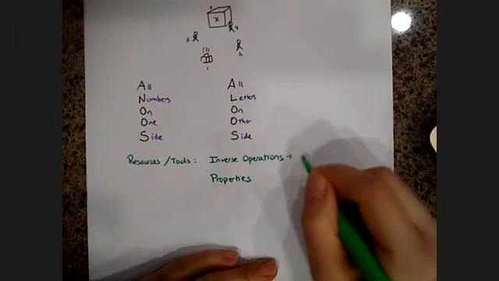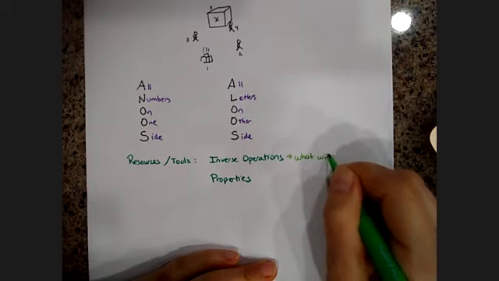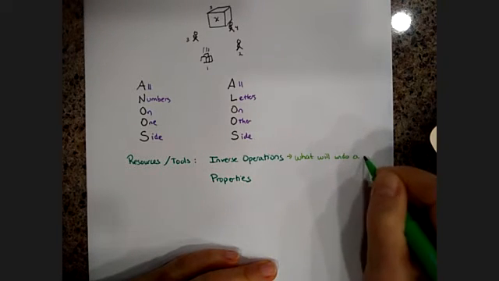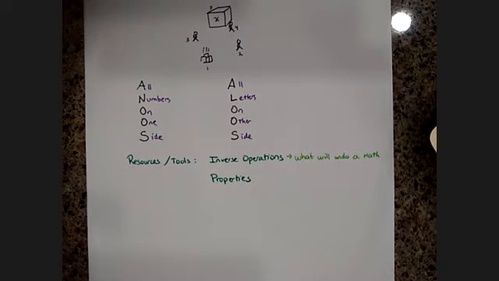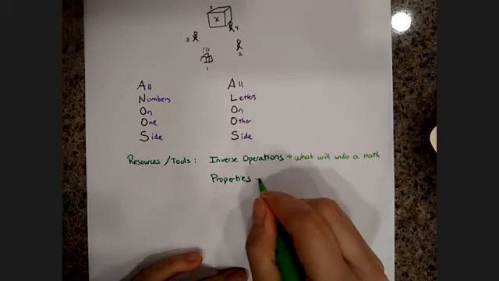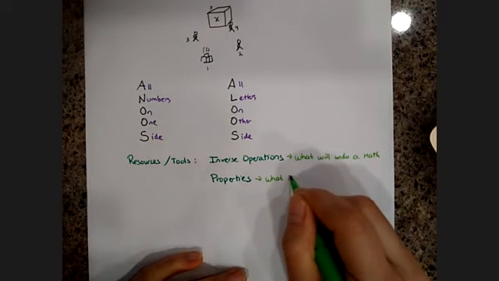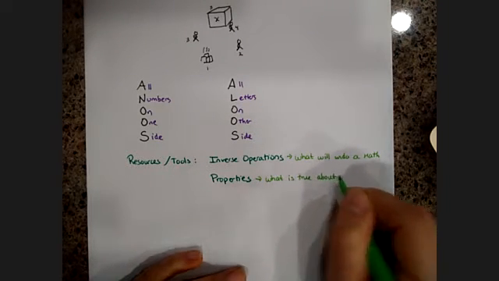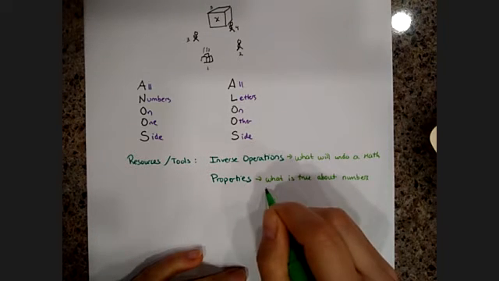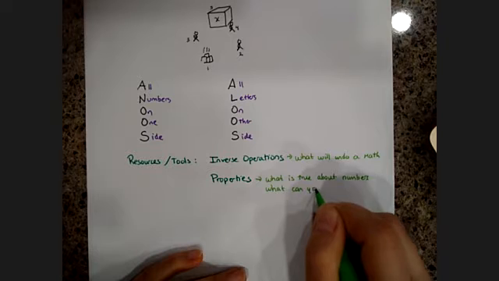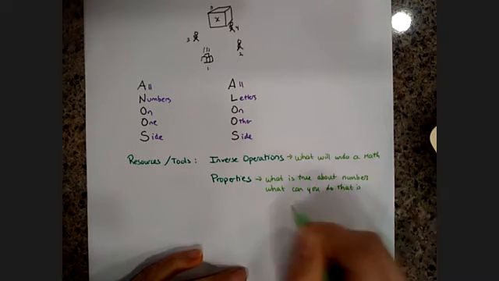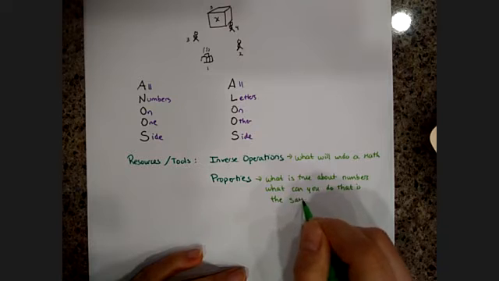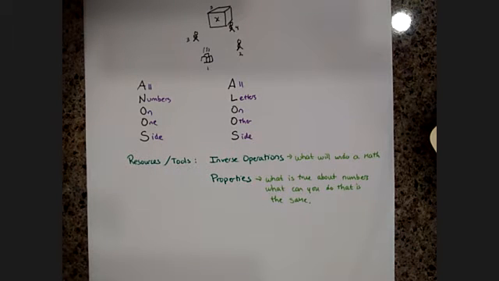Now, inverse operations is when you ask yourself, what will undo a math operation of some kind? If there's an addition or a subtraction, what would take care of that? Properties are when you ask, what is true about numbers? Or what can you do that is the same? So what can you do in the problem that really is not changing what's going on in the problem? It might change the way it looks, but it's still the same thing. We're not altering it, we're not affecting it, we're just making it look different.